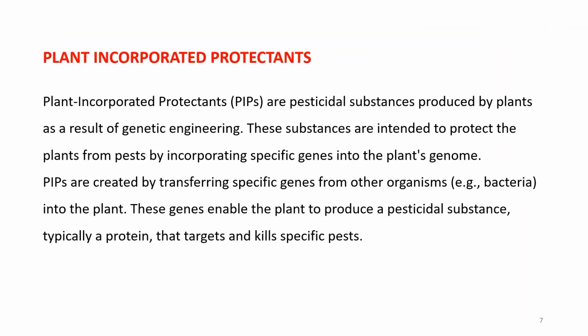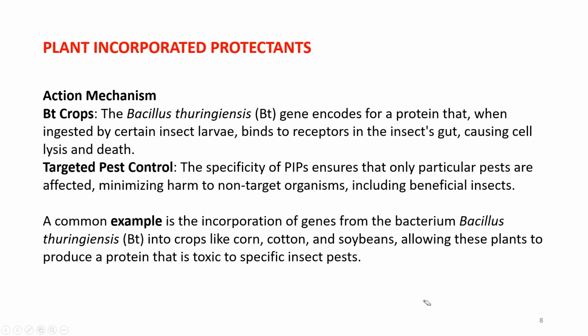Then we have the plant incorporated protectants, which are pesticidal substances produced by plants as a result of genetic engineering. These substances are intended to protect the plants from pests by incorporating specific genes into the plant's genome. PIPs are created by transferring specific genes from other organisms like bacteria into the plant. These genes enable the plant to produce a pesticidal substance, typically a protein that targets and kills specific pests.